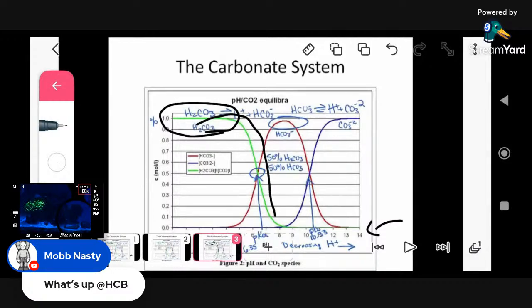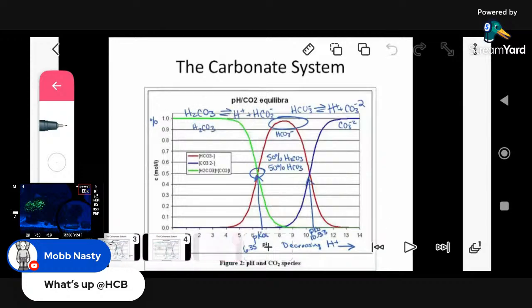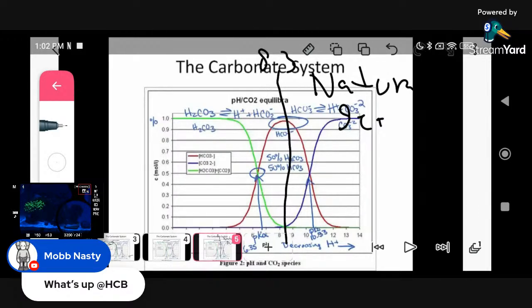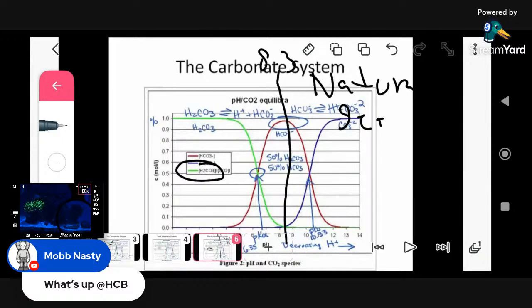towards natural sea level, let me show you where the ocean is. Right here, this boundary line is where natural seawater is. Natural seawater at 8.3. Let's say 8.3. I know it's like 8.2 or something, but anyway, let's say 8.3. Let's say that's natural seawater. So on the graph, the green right here is the carbonic acid.